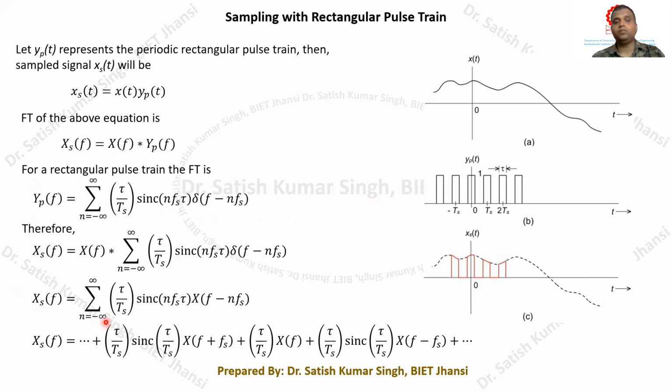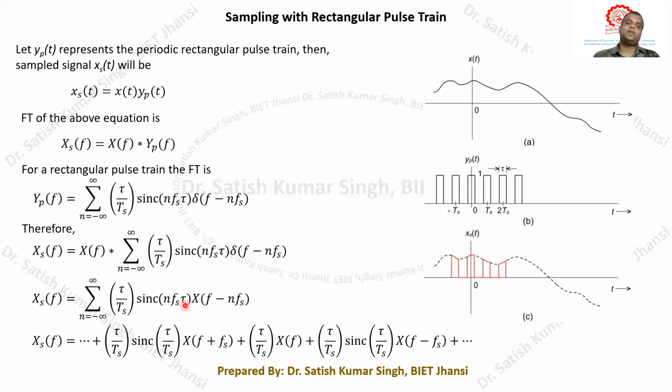equals the sum from n equals minus infinity to infinity of tau upon Ts, again a sinc function, sinc(n fs tau), and this delta function when convolved with X(f) gives the shifted version of the message signal. So it is X(f minus n fs). This delta function will be replaced with X(f minus n fs). We are using the property of convolution of a delta function with any other signal, so that will be X(f minus n fs).